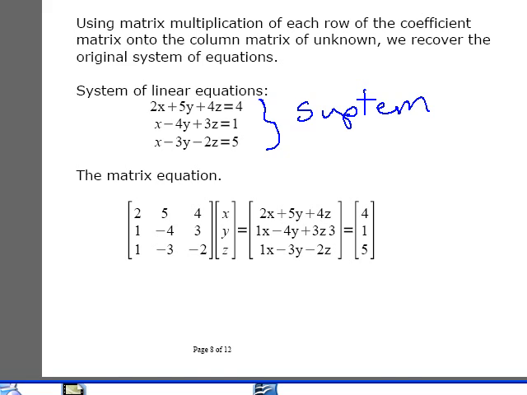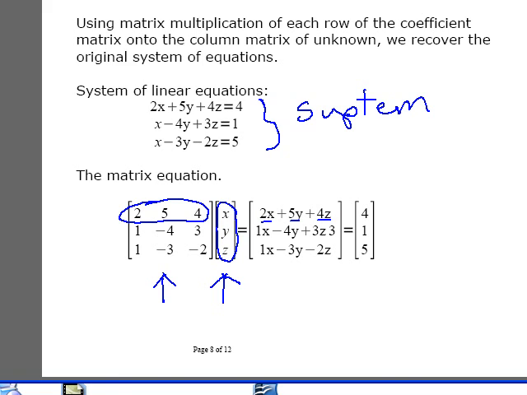Here's the matrix equation. I pulled out the coefficients and put them in the coefficient matrix. Next was the x, y, z in proper order right here. Here's my vector of unknowns. Now, if I have those, I could do matrix multiplication on them. That means I would take the 2, 5, and 4, turn it sideways, and go against the x, y, z. That would give me 2x plus 5y plus 4z, and then here's my equal to 4.